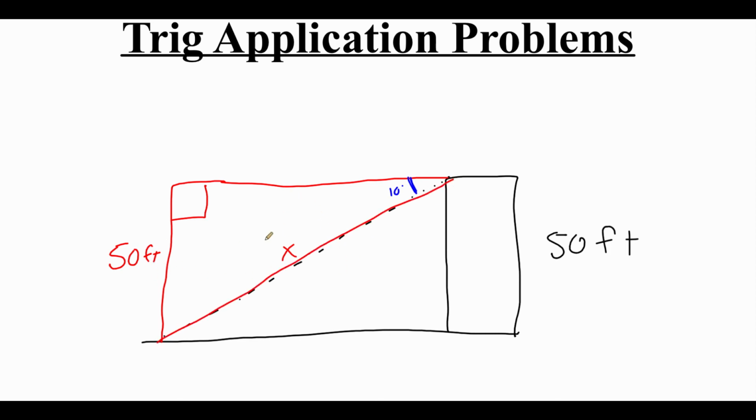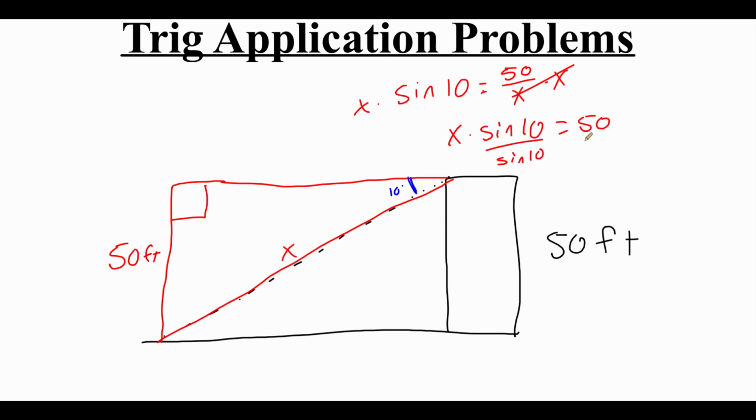So based on dealing with the opposite and the hypotenuse, we're going to have to write out a sine equation. So we're going to do the sine of our 10-degree angle is equal to the opposite side 50 divided by the hypotenuse X. Now, since we're dividing by the X, what we're going to do is multiply that X over to the left-hand side. So now my equation says X times the sine of 10 degrees equals 50. To get X alone, I'm going to have to divide that sine of 10 over to the right-hand side. So now my equation says X equals 50 divided by the sine of 10 degrees.